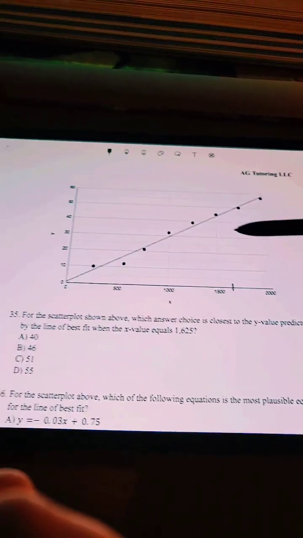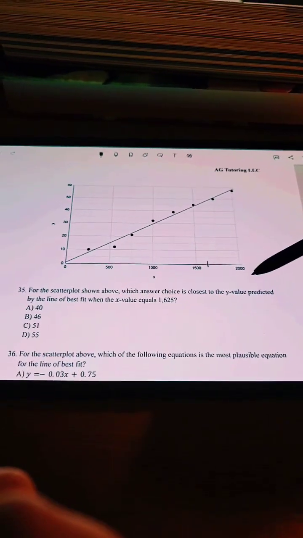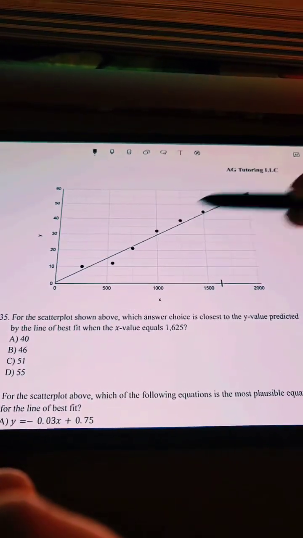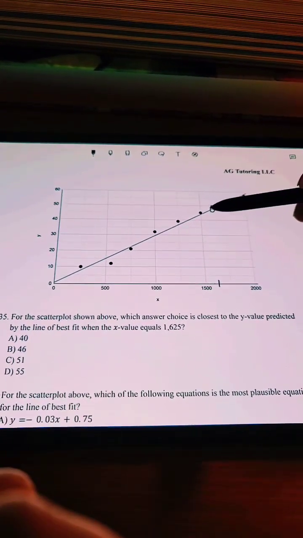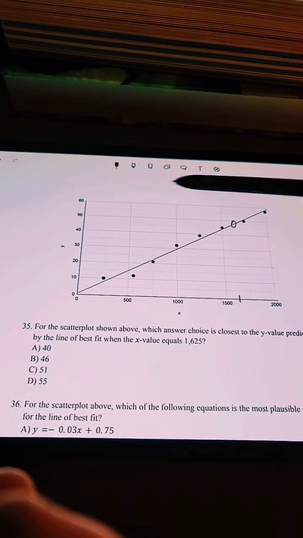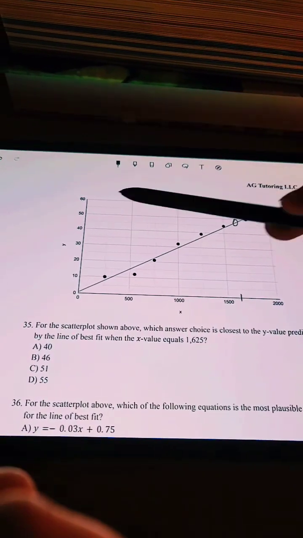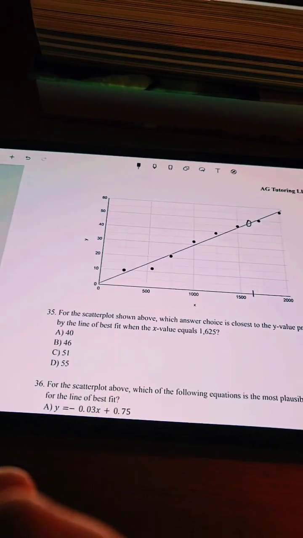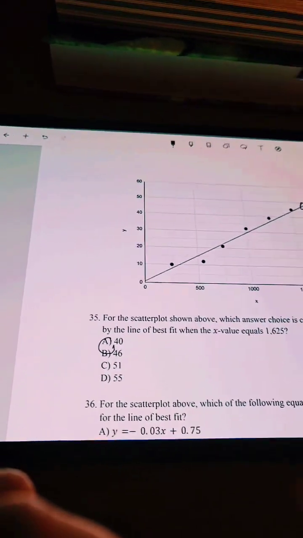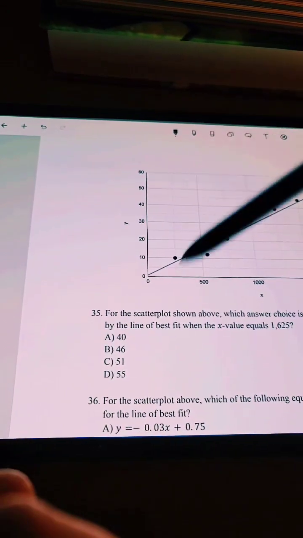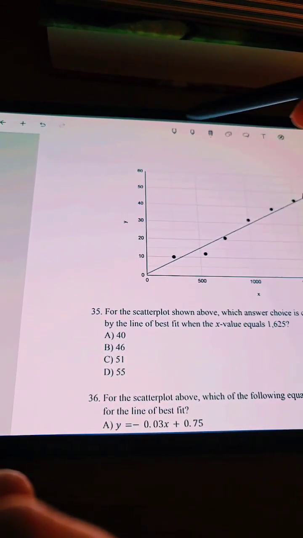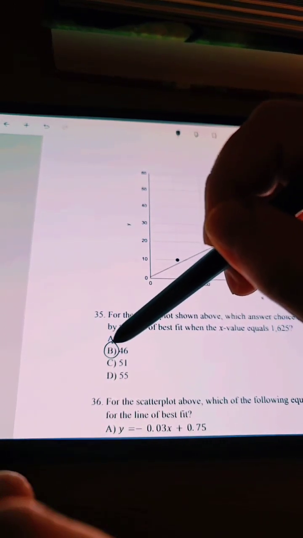We want the y value predicted by the best fit line. So we're talking about this gray line right here is the best fit line. So we're talking about this right here. Approximately where is that? That's going to be somewhere between 45 and 50. So then that would just be B. I keep doing that where I'm not seeing where I'm supposed to be circling. That's a little bit better. So B, 46.